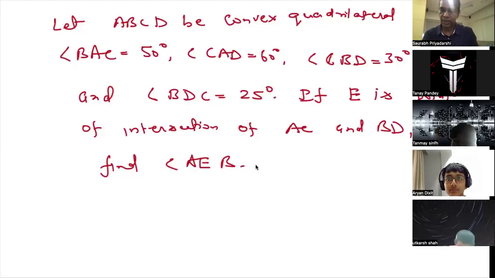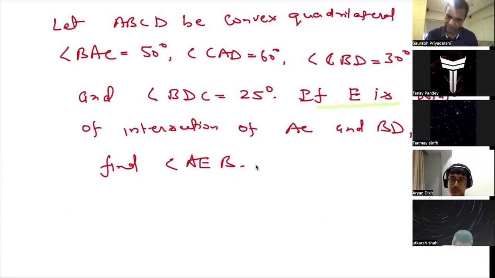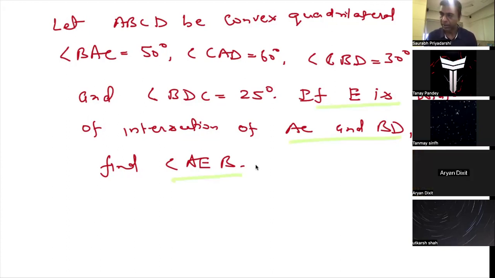Let ABCD be a convex quadrilateral, and angle BAC is given as 50 degrees and angle CAD is 60 degrees. Both the angles are given. E is the intersection of these two, and we have to find angle AEB. So obviously we have to start with the angles and the figure. How is this going to be?